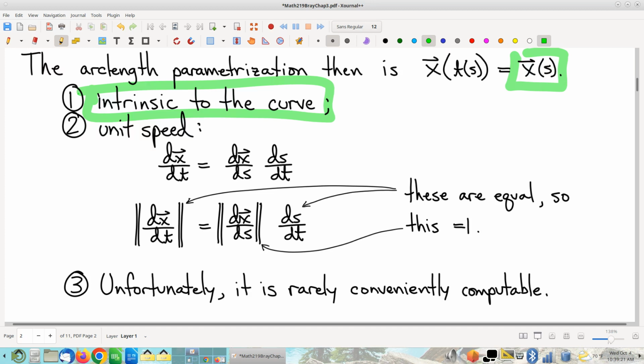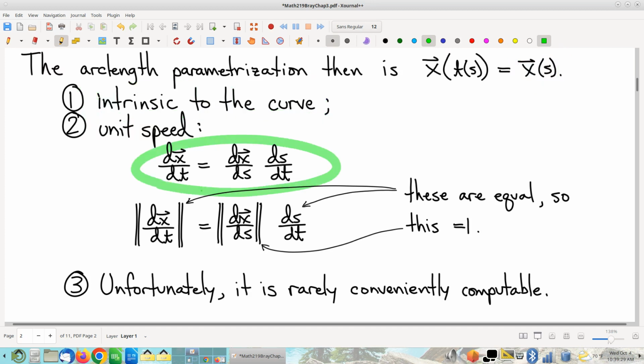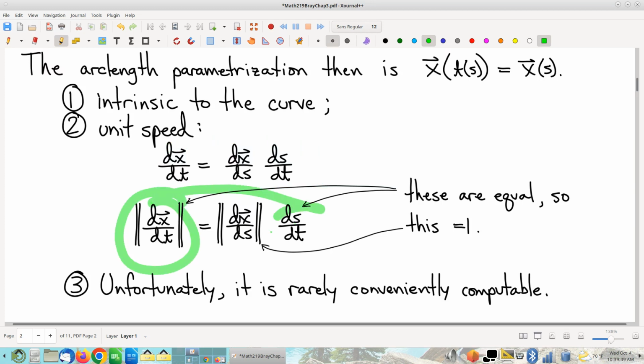The other nice observation to make is that it is a unit speed parameterization, and this has mathematical advantages. You'll recall, of course, the single variable chain rule. This is vector valued, but it's still single variable, so the chain rule is exactly what you would expect. No fancy multiple intermediate variables. And then take the magnitude of both sides and notice that these two things are the same. They both represent speed.